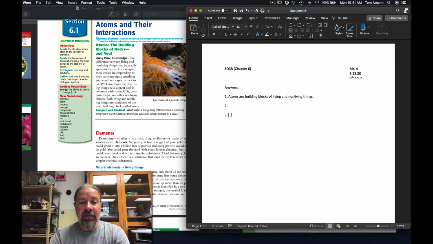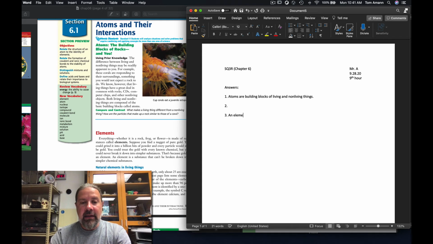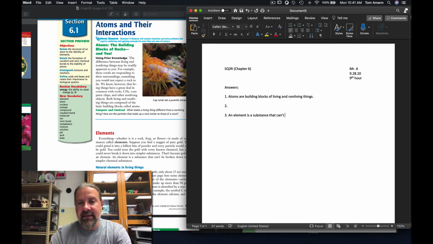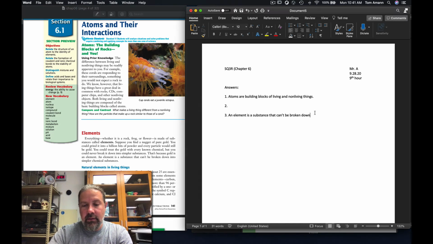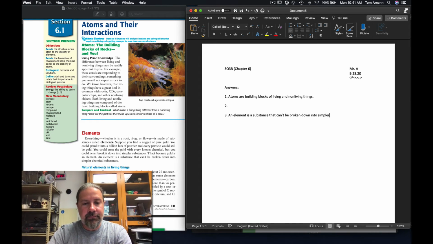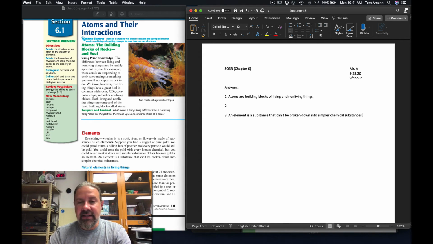Bingo. There we go. There is our answer. An element is a substance that can't be broken down into simpler chemical substances. Okay, real nice answer there.